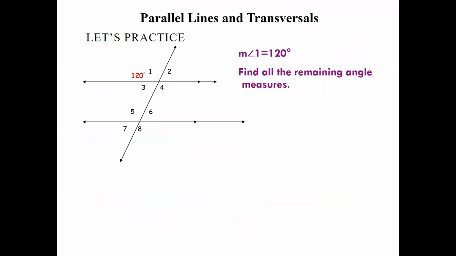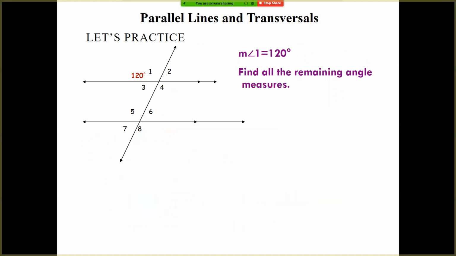So let's practice. If angle 1 is 120 degrees, we're asked to find the remaining angle measures. There is a question exactly like this on your next test. The first thing I always go to is vertical angles. Angle 1 is a vertical angle to what angle? 4. So I know that angle 4 is 120 degrees, automatically.